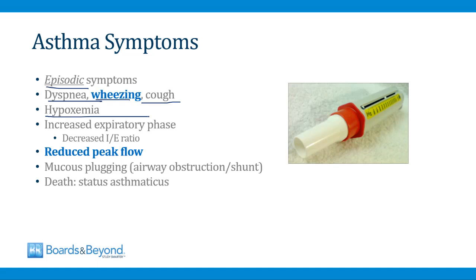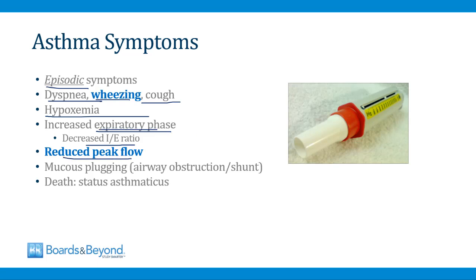On physical exam, in addition to wheezing, another classic finding is an increased expiratory phase. So if you listen to the patient when they breathe, the expiratory phase when air is leaving the lungs will be prolonged. That's because of bronchoconstriction, which causes exhalation to take a longer period of time. This is sometimes described as a decreased I to E ratio, meaning the ratio of the time for inspiration compared to expiration is decreased in patients with asthma, and that's because of that prolonged expiratory phase.